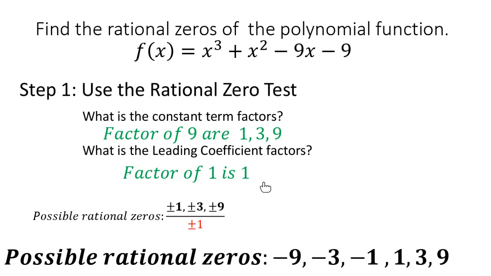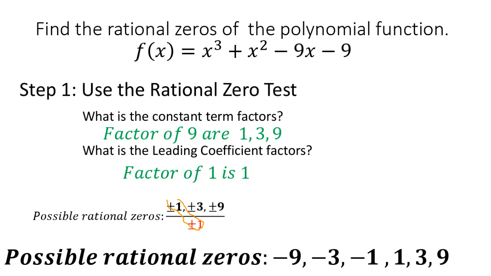So the possible rational zeros that this function has is this division. We work each one at a time. A positive 1 divided by a positive 1, well, that's going to give me a positive 1. A positive 1 divided by a negative 1 is going to give me a negative 1. Now, I can do backwards too. A negative 1 divided by a negative 1 is a positive 1, but we never want to write duplicates.